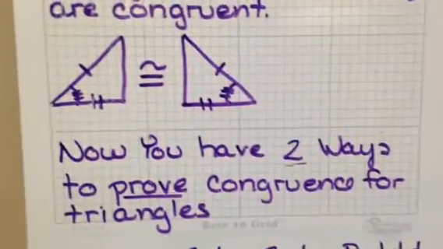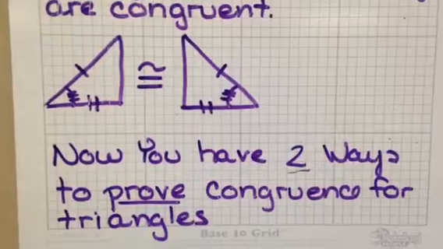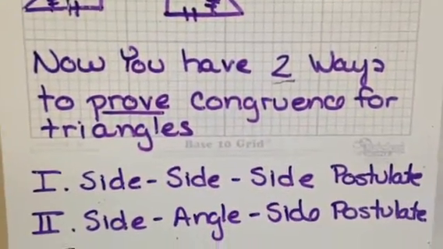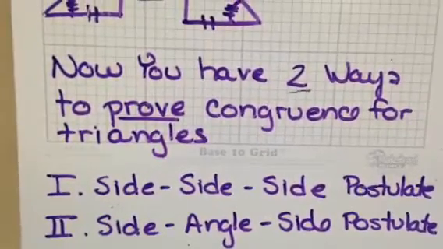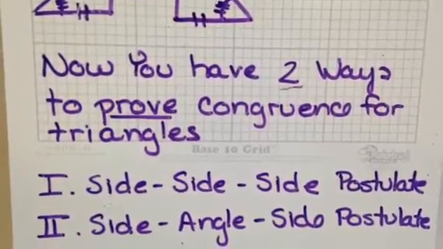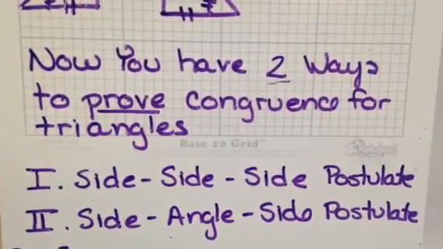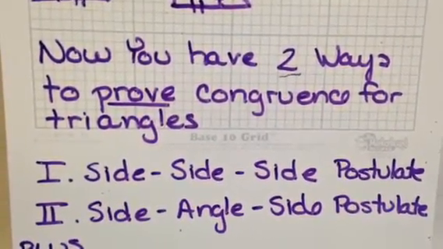So now you have two ways to prove congruence for triangles. One of them is the side-side-side postulate. One of them is the side, angle, side postulate. And in class, we're going to be using those to try to work some problems. But I invite you to go ahead and get started on your own.